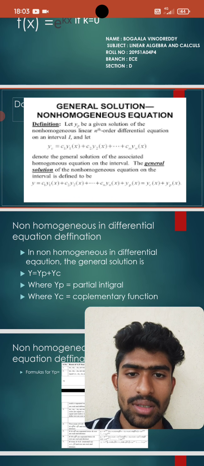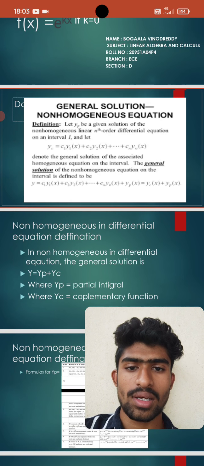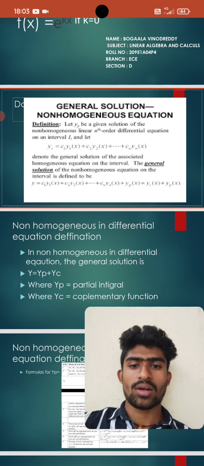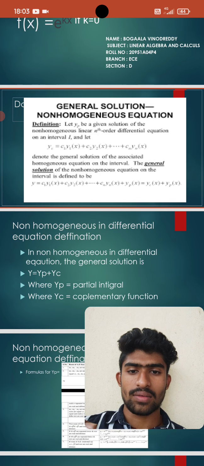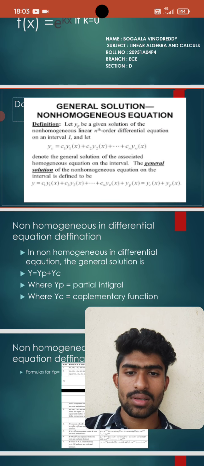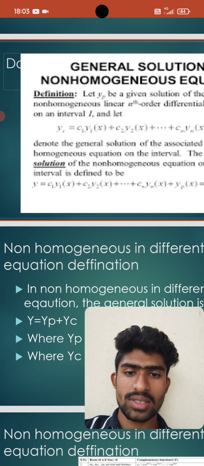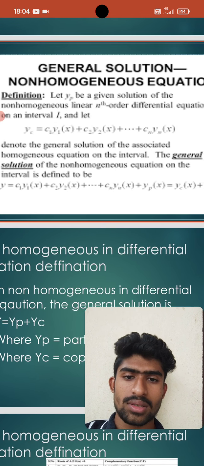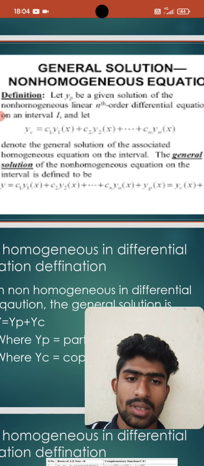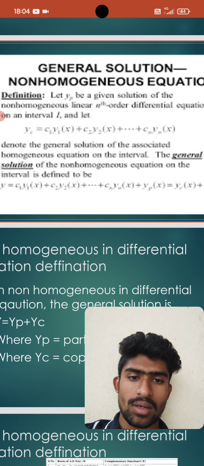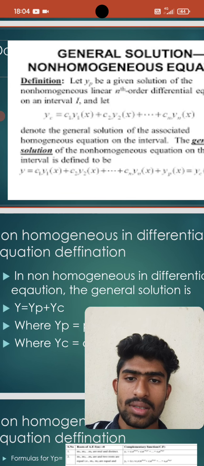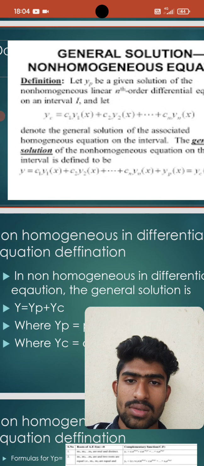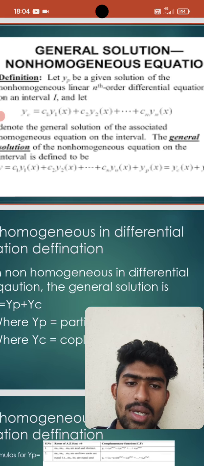Definition: let yp be a given solution of the non-homogeneous linear nth order differential equation on an interval I, and let yc equal c1 y1 of x plus c2 y2 of x plus cn yn of x. This is the general form of the general solution for the associated homogeneous equation on the interval.